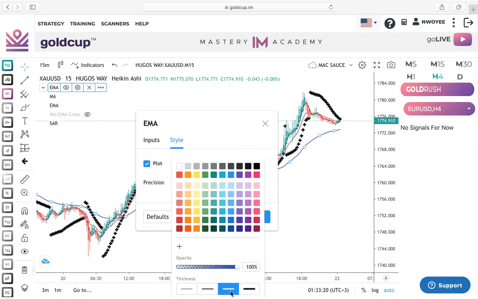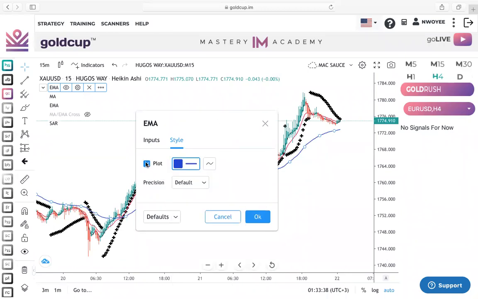I like this one just because it's not too bright for my eyes. If you can't really see that well, you can do the one that is very, very thick. But I think I got 20/20 vision, so I don't need all of that. But if you don't, you can definitely mess with that one. But it's blue, and this has to be checked. So that's for the first EMA.